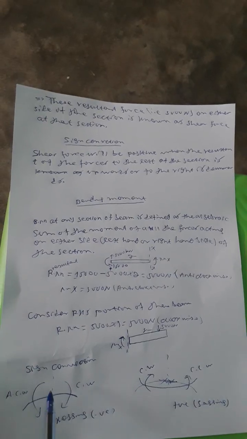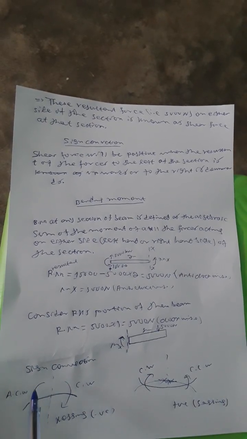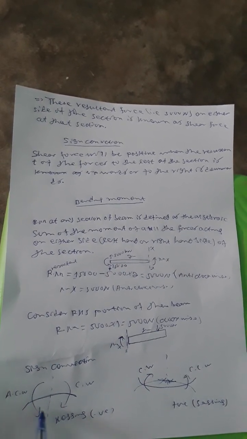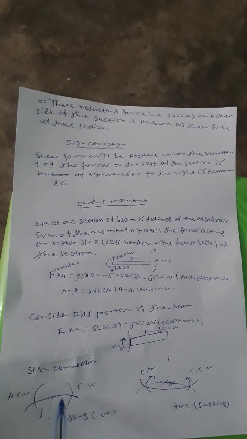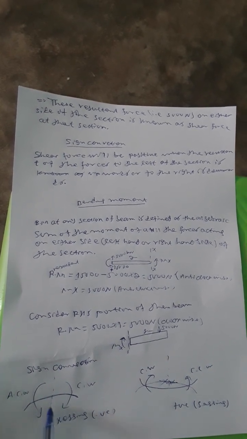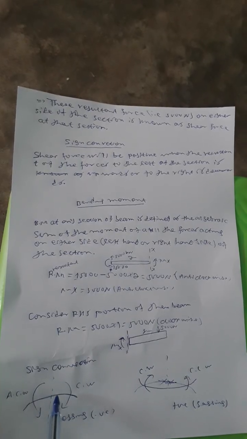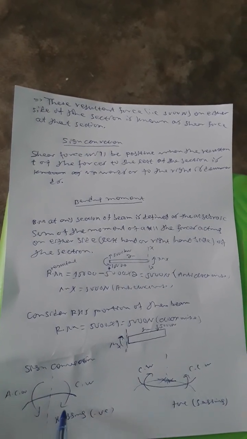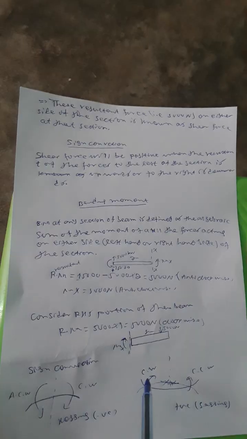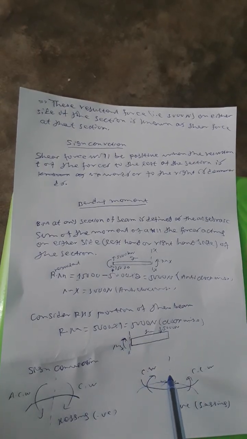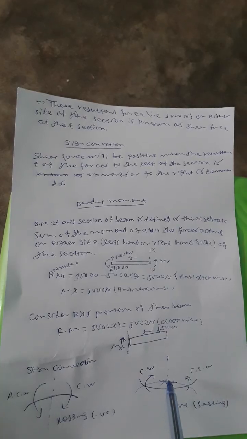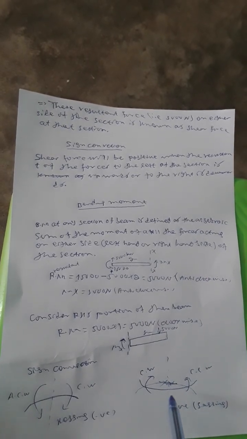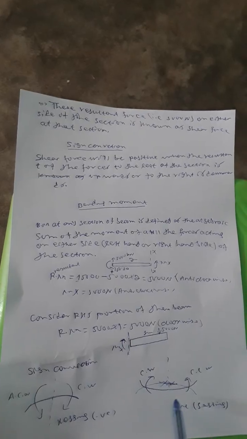This means that from the section to the left is counterclockwise and from the section to the right is clockwise. This is negative bending moment, or it is called hogging. From this section to the left is clockwise, or from this section to the right is counterclockwise. This is positive, or sagging.